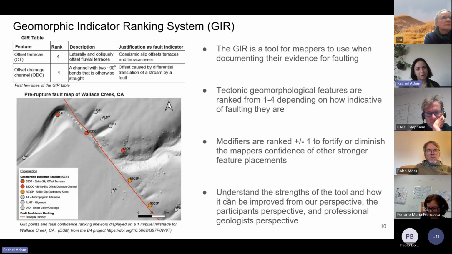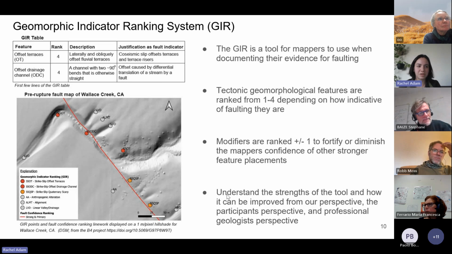And before we implement the GIR system, I wanted to talk a little bit more about it. It is a tool that we created in QGIS, which is an open source mapping software that we introduced for the students. The idea is that we consolidated most of the tectonic geomorphological features that are indicative of faulting, and they're given a rank from 1 to 4, depending on how indicative of faulting they are. So on the left side here, you can see what that table looks like, at least just for the first few lines, where we have listed a feature, an offset drainage channel. It's given a rank of 4 because it is almost unequivocally caused by faulting if it's identified correctly.